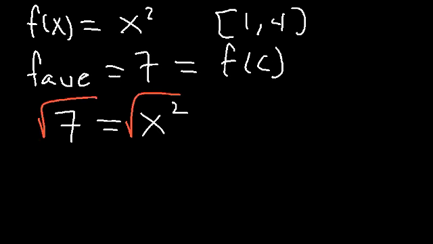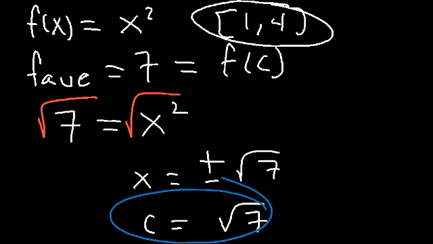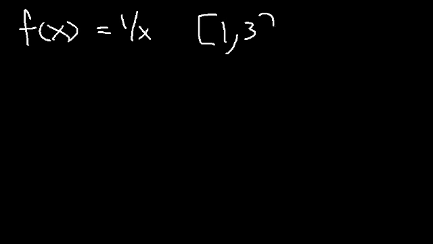So therefore c is equal to potentially plus or minus radical 7. Now negative radical 7 is not in the interval, so therefore c is only positive radical 7. Let's try a decreasing function. Let's say that f of x is equal to 1 over x, and we want to find the average y value from 1 to 3.